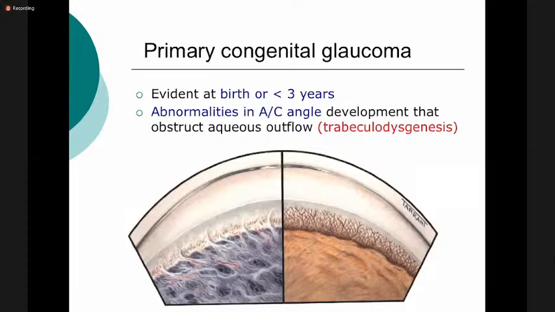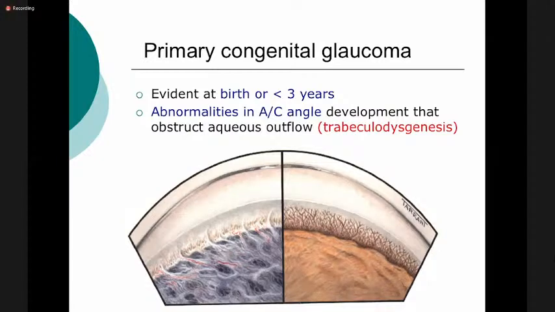It usually is evident at birth up to the age of 3 years. So that means a child can be born with a glaucoma, or it can manifest anytime between when the child is born to 3 years of age. Most of the times it manifests within the first 1 year of age.